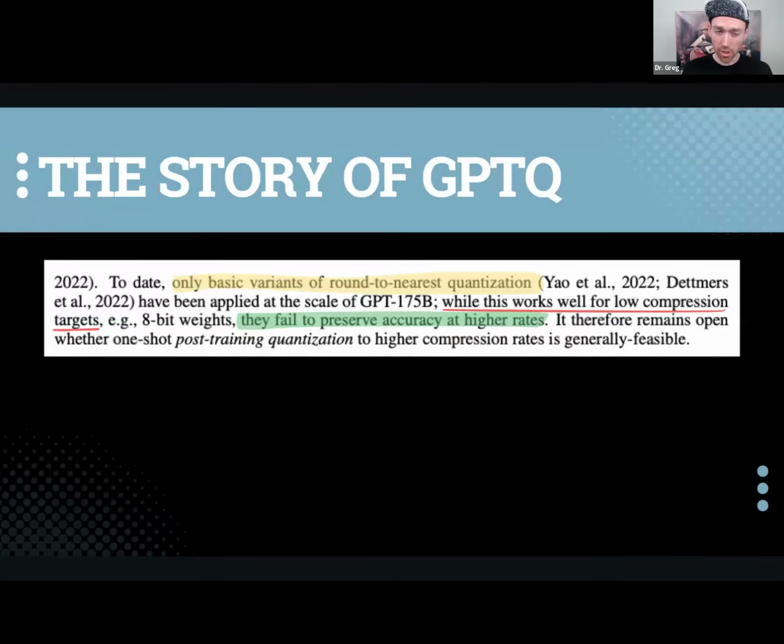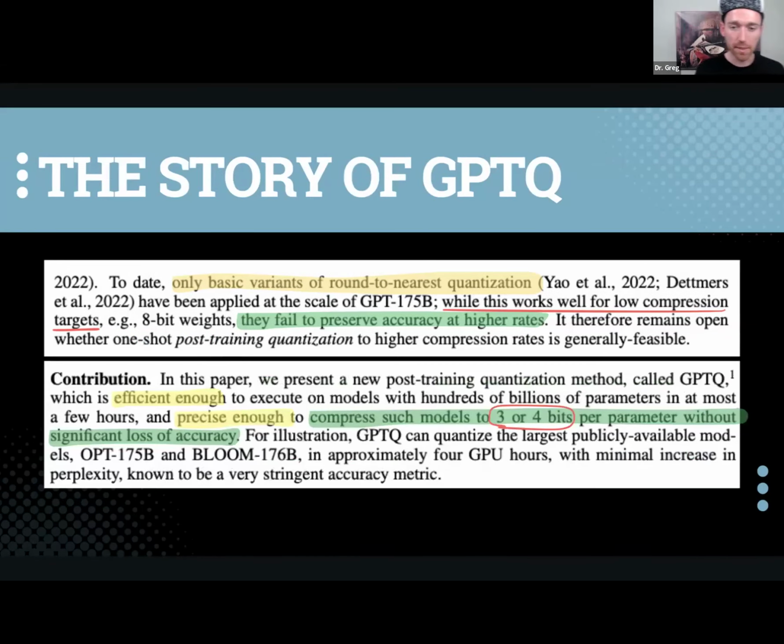Hype. The paper goes on to say, to date, only basic variants of round to nearest quantization have been applied at scale. While this works well for low compression targets, for instance 8-bit weights, they fail to preserve accuracy at higher rates. So this works well down to like 8-bit, but it doesn't work well below 8-bit. In this paper, we present a new method, which is efficient and precise enough to deal with hundreds of billions of parameters and get down past 8-bit to 3 or 4 bits.